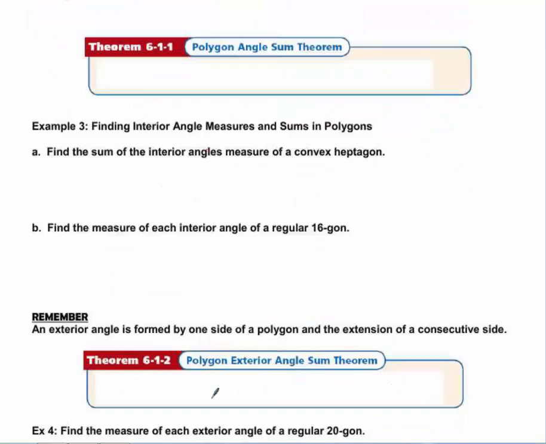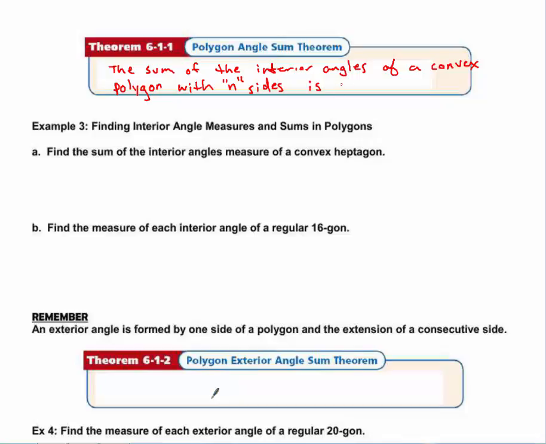So we're going to formally write down what that says. That's called the polygon angle sum theorem. And it says that the sum of the interior angles of a convex polygon with n sides is n minus 2, so number of sides minus 2, times 180.